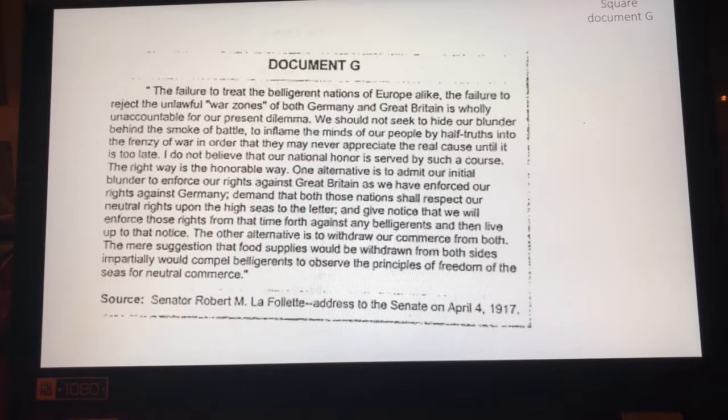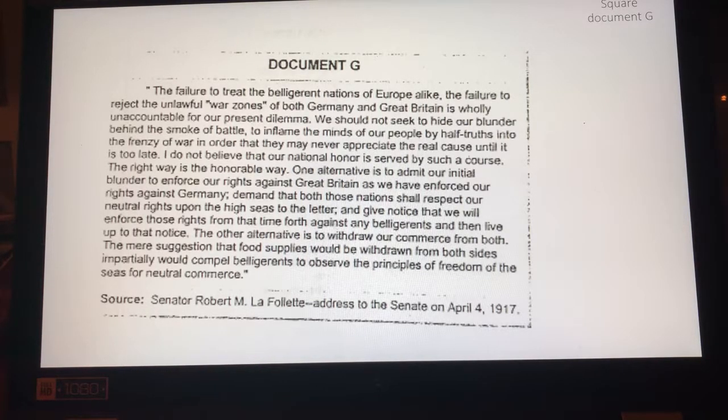We should not seek to hide our blunder behind the smoke of battle, to inflame the minds of our people by half-truths into the frenzy of war in order that they may never appreciate the real cause until it's too late. I do not believe that it is our national honor that is served by such a course. The right way is the honorable way.